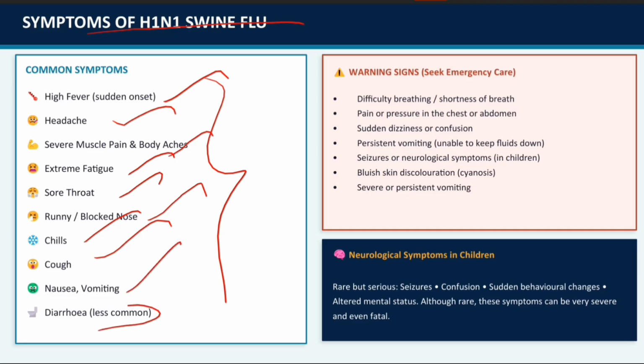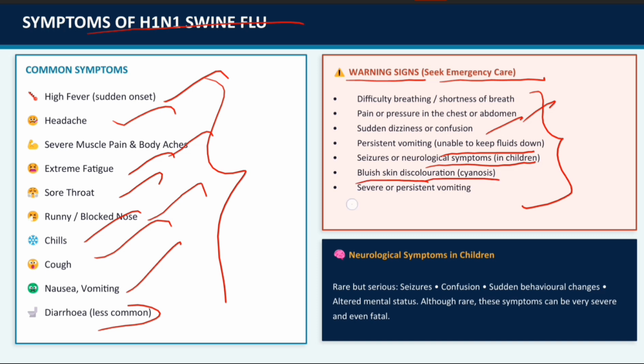So what are the warning signs? Warning signs that need emergency care: difficulty in breathing, shortness of breath, pain or pressure in the chest or abdomen, sudden dizziness or confusion, persistent vomiting, being unable to keep fluids down, seizures or neurological symptoms in children, and bluish skin discoloration. These are the warning signs. They need emergency health care.